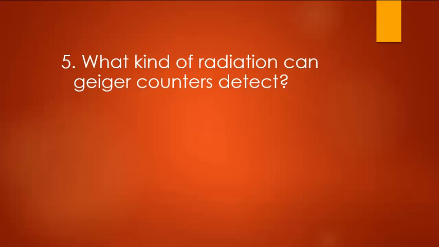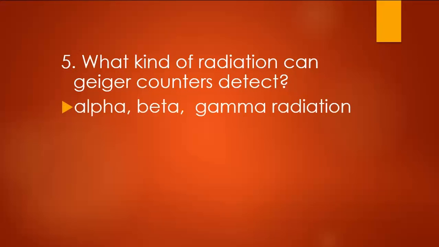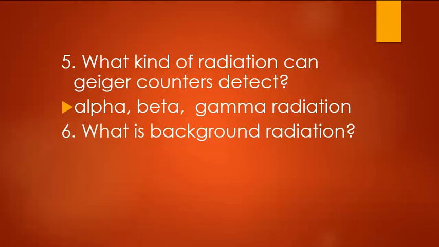What kind of radiation can Geiger counters detect? Alpha, beta, and gamma radiation.